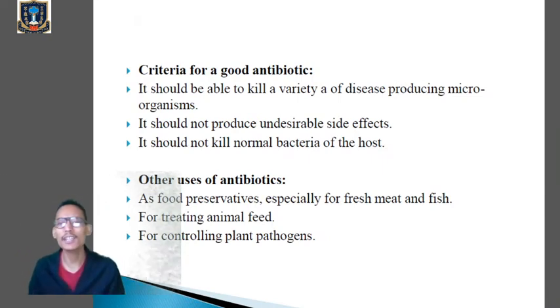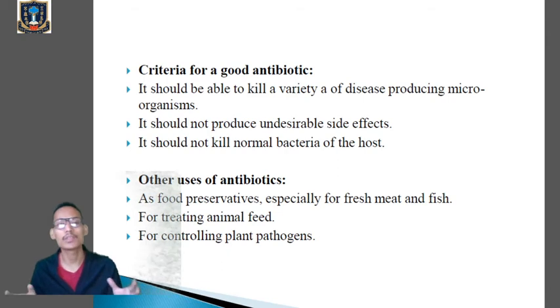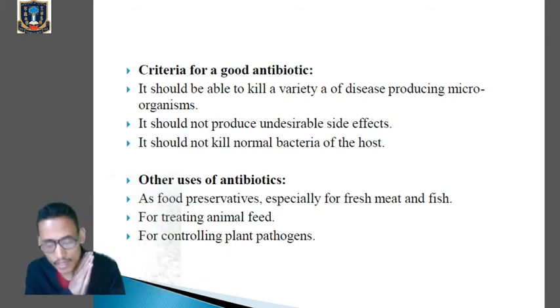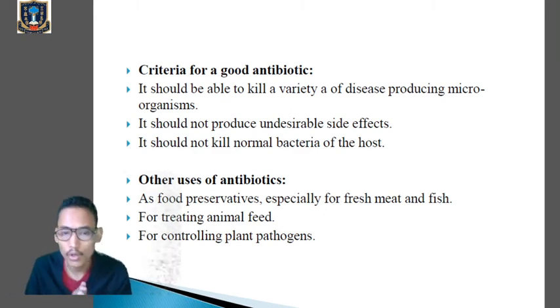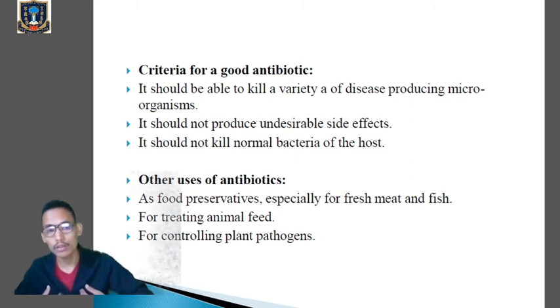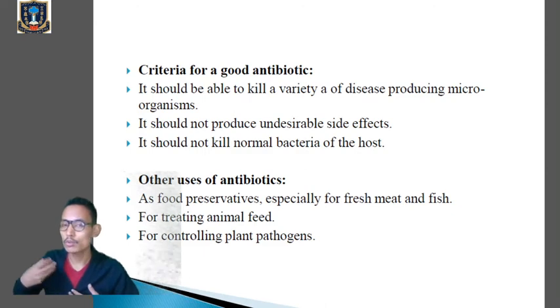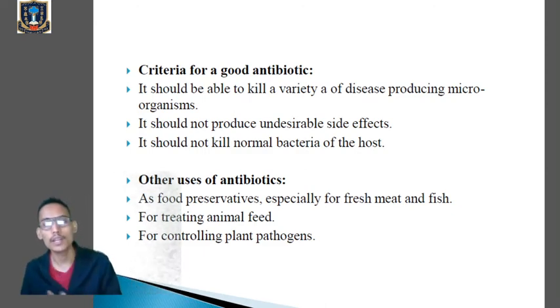So what are the criteria for the antibiotic to be good? It should be able to kill a variety of disease causing microorganisms. That means it must have a broad spectrum. It must kill a large number of disease causing microorganisms. It should not produce any kind of side effects when we are using it, and it should not kill the normal bacteria of the host, because we harbor a lot of bacteria. Among them, most of them are beneficial. So whenever we are using those antibiotics, those beneficial bacteria should not be killed by them.